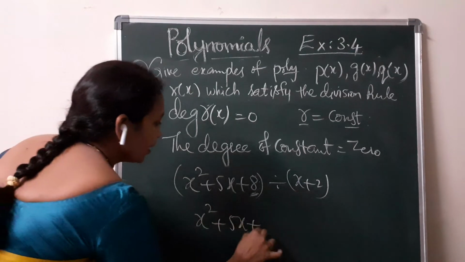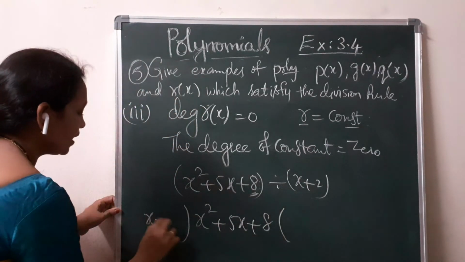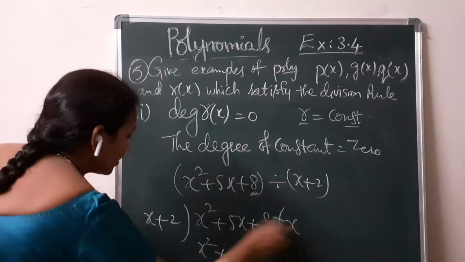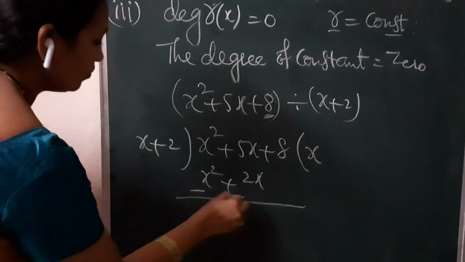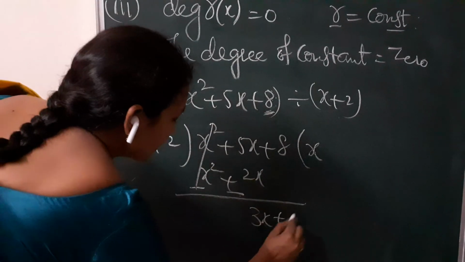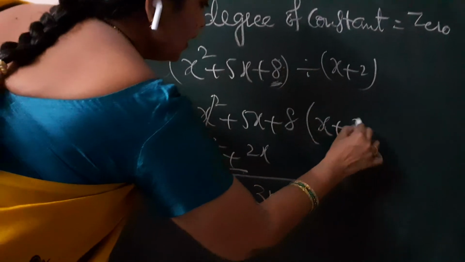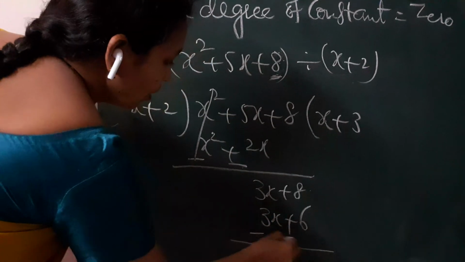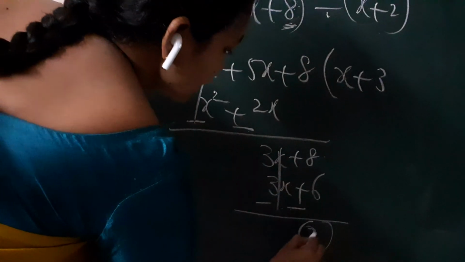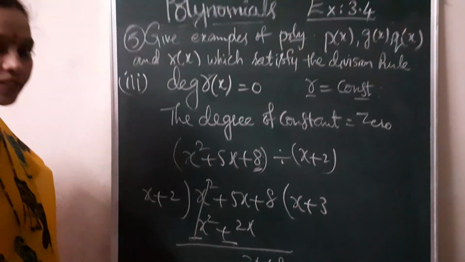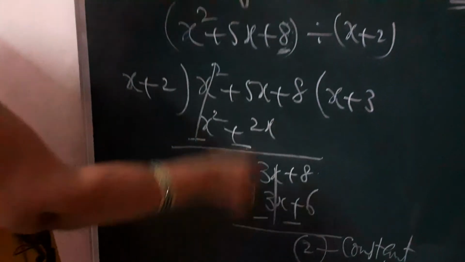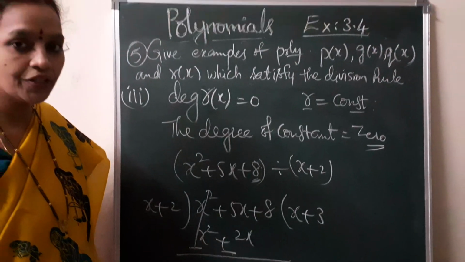So x square plus 5x plus 8 is divided by x plus 2. Then x square by x is x. x into x square, plus x into 2, 2x. Gets cancelled. 3x plus 8 you will get. 3x by x is plus 3. 3 into x is 3x, plus 3 2s are 6. On subtraction, you will get 2 as the remainder, where 2 is a constant. And the degree of a constant is nothing but 0. Therefore, the condition is satisfied. Understood? All the best.